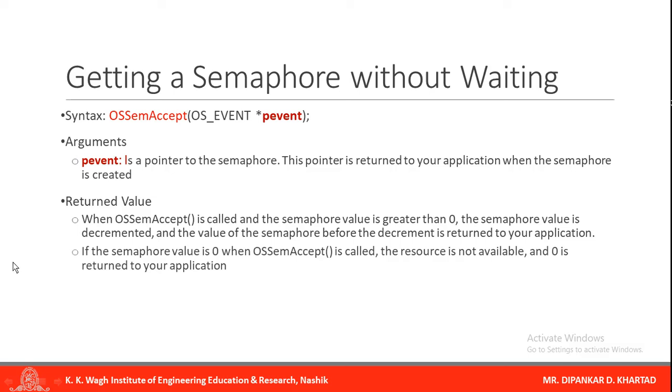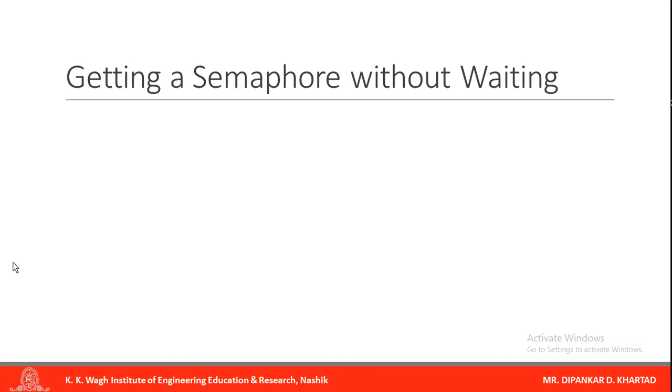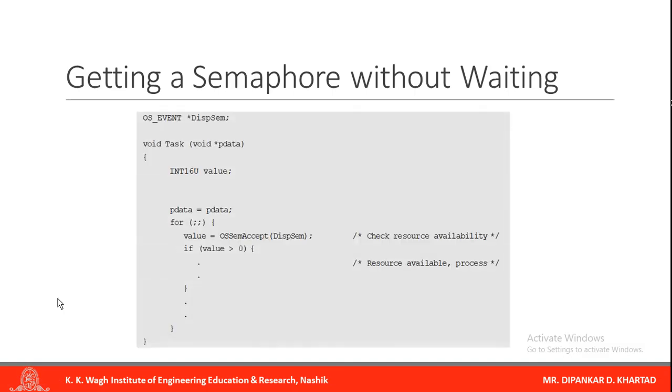Now if the semaphore value is 0 when OSSemAccept is called, the resource is not available. If the resource is not available, then 0 is returned to your application. Again, the noted point is that the semaphore must be created before OSSemAccept is used.